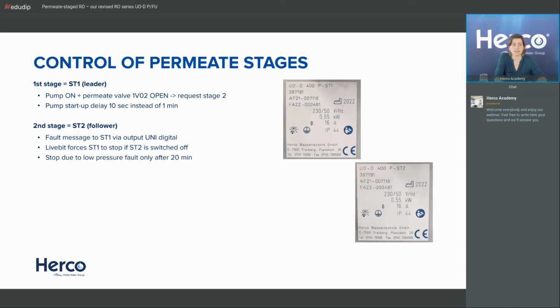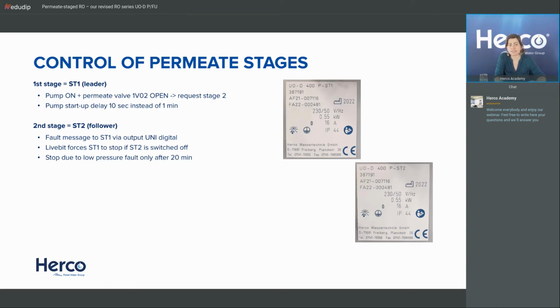And in the second stage, you also have a delay, so it's stopped due to low pressure fault only after 20 minutes. So you can get 4 low pressure fault messages, and only at the 5th, after 20 minutes, it's stopped. That gives you time to properly set up the first stage and the second stage, and to have it running smoothly before it drops out because of a fault.